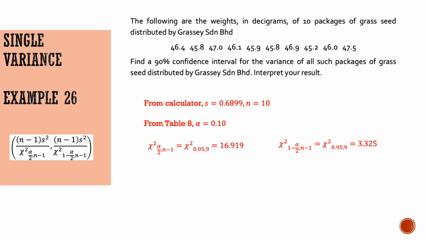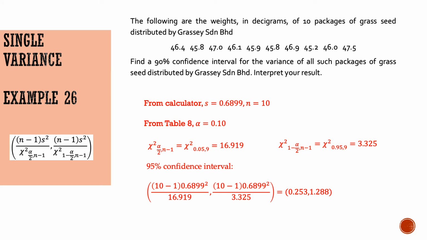So first, for the lower limit, we have to find chi-square alpha over 2, n minus 1. So you should refer to the value of chi-square for 0.05 and degree of freedom equals to 9. So we get 16.919. And then for the upper limit, chi-square 1 minus alpha over 2, n minus 1, which is equivalent to chi-square 0.95 and degree of freedom 9. So we get 3.325.